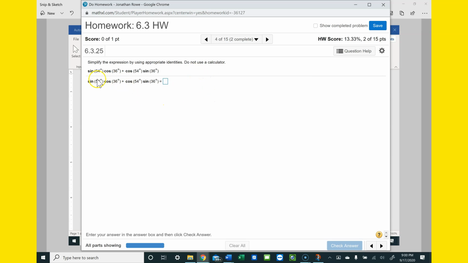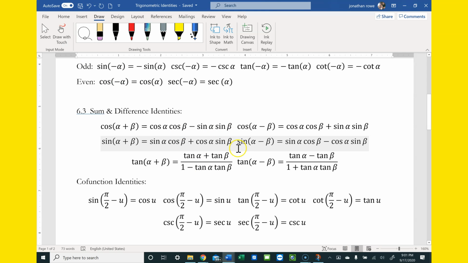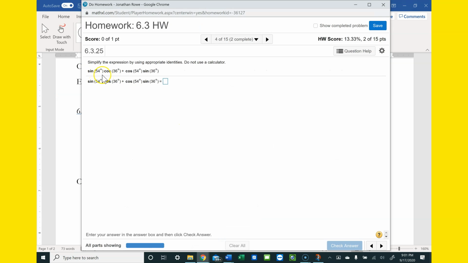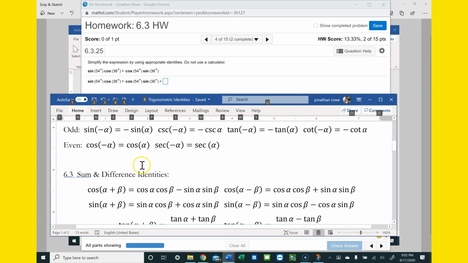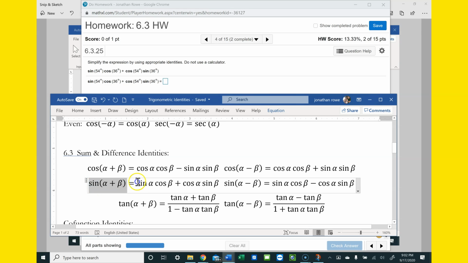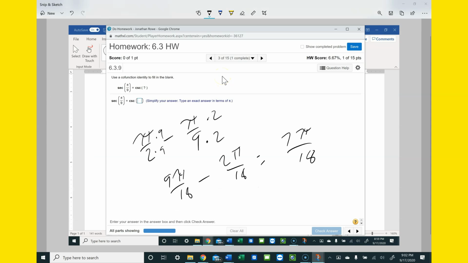All right, here we have our first sum and difference identity problem. These are some that I'm not extremely familiar with, but I'm just looking at my sum and difference identities to see which one matches this. This looks like sine of alpha cosine of beta plus cosine of alpha sine of beta. This one right here appears to be one that will work for us. So that is equal to sine of alpha plus beta.